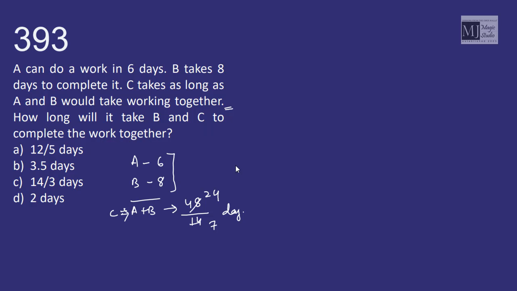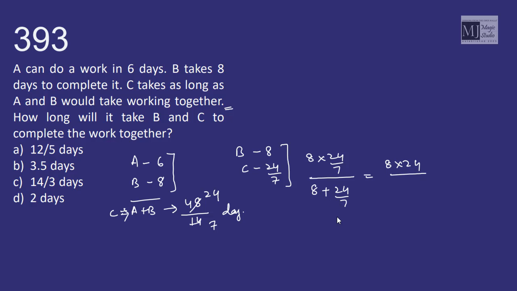Now how long will it take B and C to complete the work? Now B 8 and C 24 by 7 are working. Product 8 into 24 by 7 divided by sum 8 plus 24 by 7. That is 8 into 24 by 8 into 7 is 56 plus 24 is 80, that is 12 by 5. So they will require 12 by 5 days to complete the work. Time taken by B and C together is 12 by 5 days.